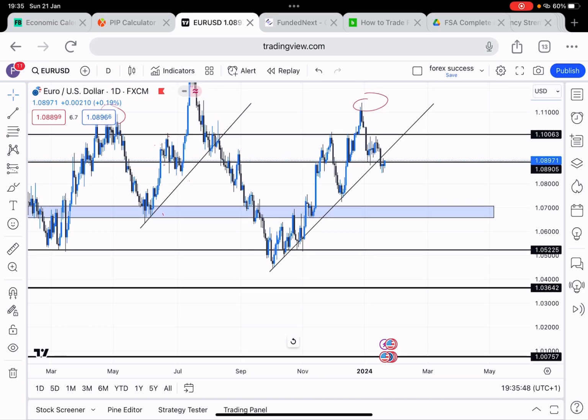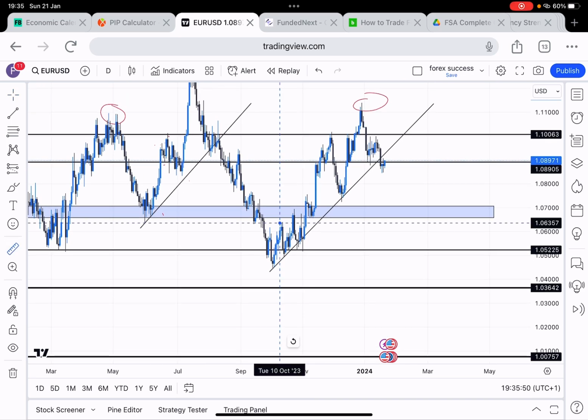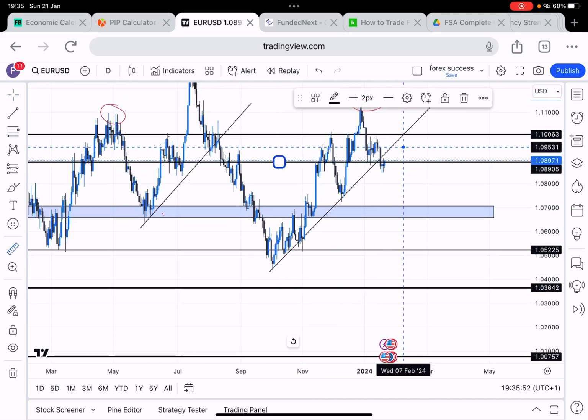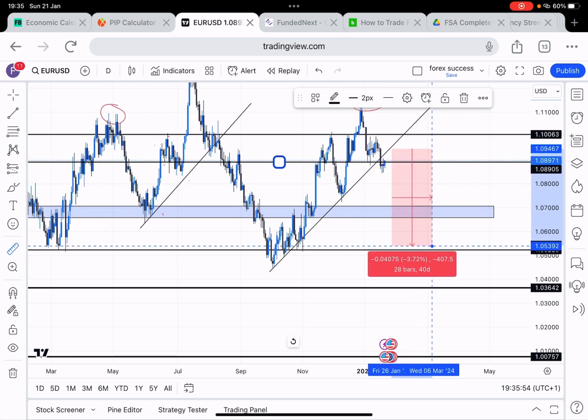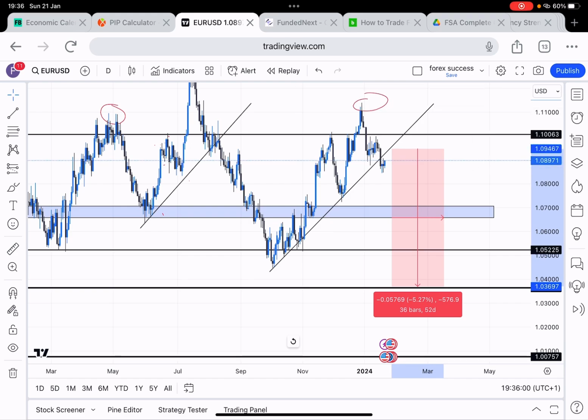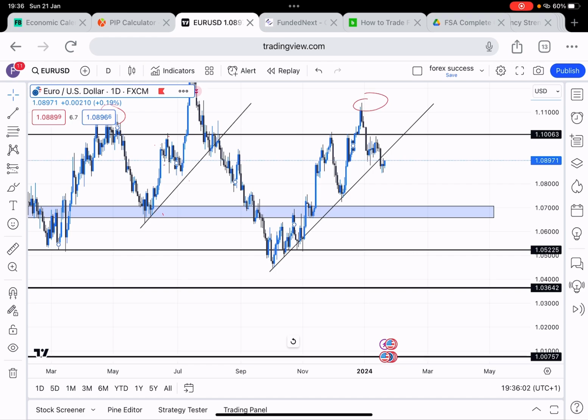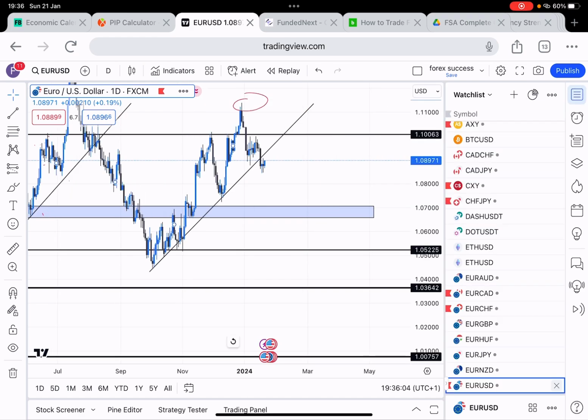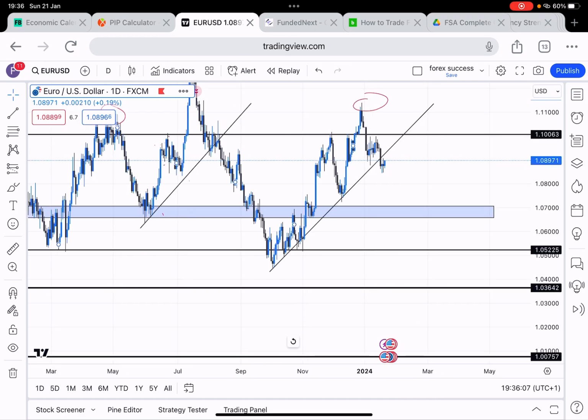So from Euro USD, we have around how many pips to catch? Entry around here. So on Euro USD, around 570 pips to catch. So when you are able to get into this kind of trades, you just relax and let the market do the work for you. So that is it for now.